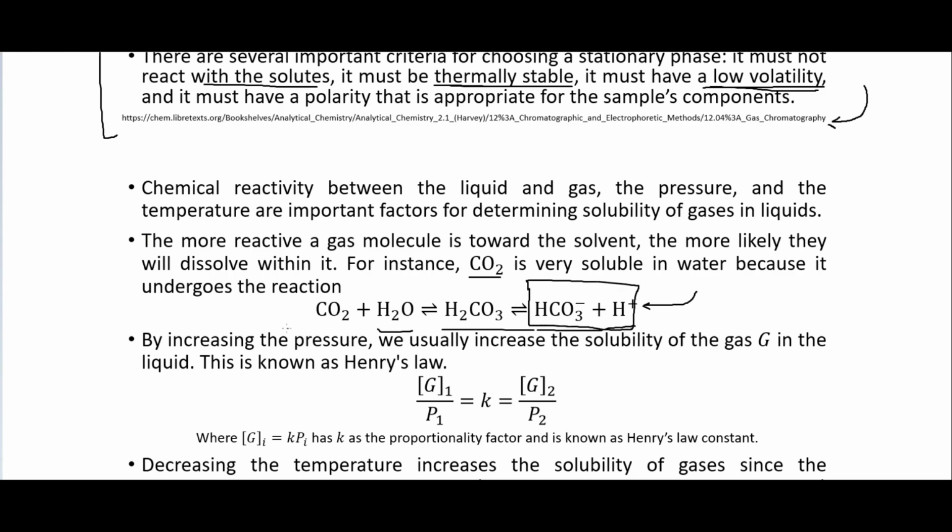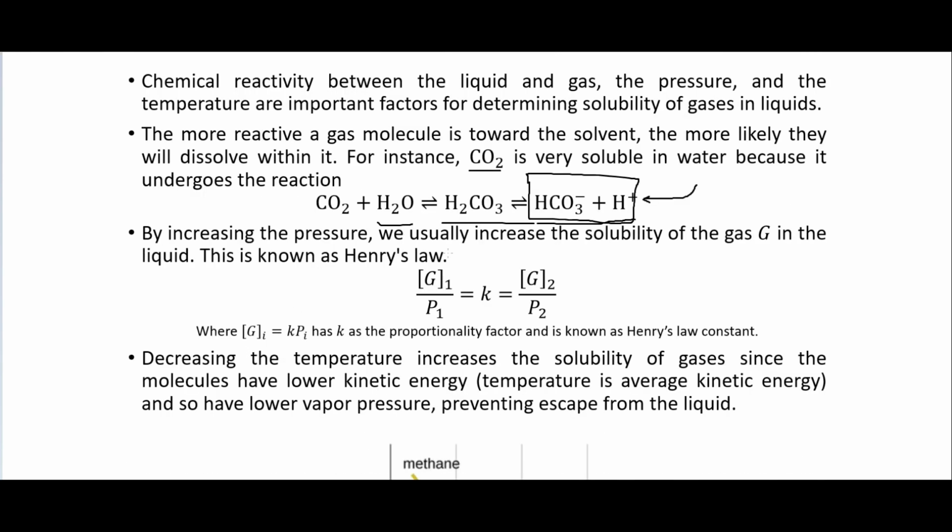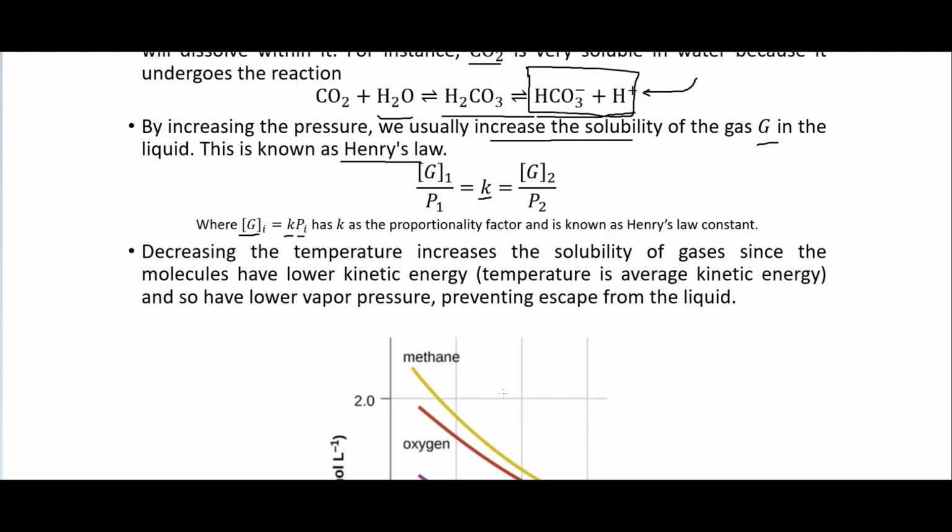But anyway, by increasing the pressure, we usually increase the solubility of some gas G in the liquid. This is known as Henry's law. And so we have this constant of proportionality here. So our concentration of the gas is going to be equal to that proportion times the vapor pressure of the gas. So decreasing the temperature increases the solubility.